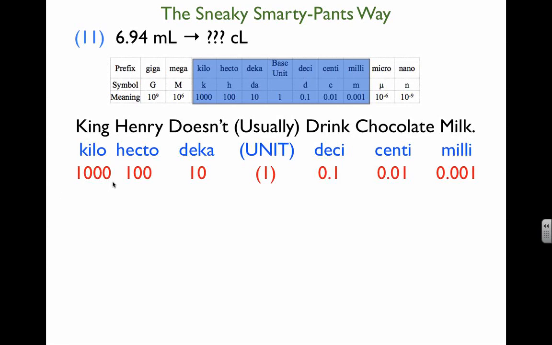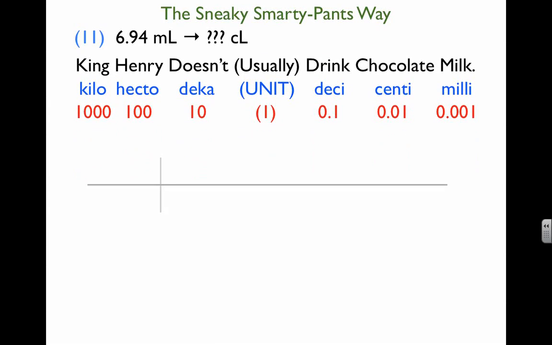How will this help us in this problem? Well, here's how this is going to help us. We're going to go ahead and just slide this up for a second. We're going to start again with our picket fence. Again, the math and the sneaky smarty pants way also starts with the same kind of reason that we used in the previous one. So we're going to start with our given, of course.